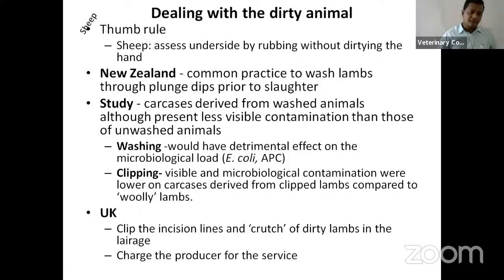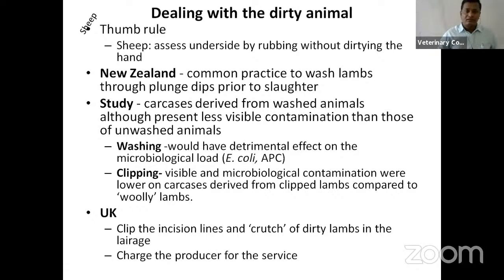For sheep, there are certain generalized practices that are followed across the world. Okay, the thumb rule, whether if it is a cattle, you can very well easily make out by looking into the soil that is adhered to the body. Okay, but in case of sheep, when they are wooled, it's difficult to know whether they are dirty sheep or clean sheep. Under such circumstances, what to do?